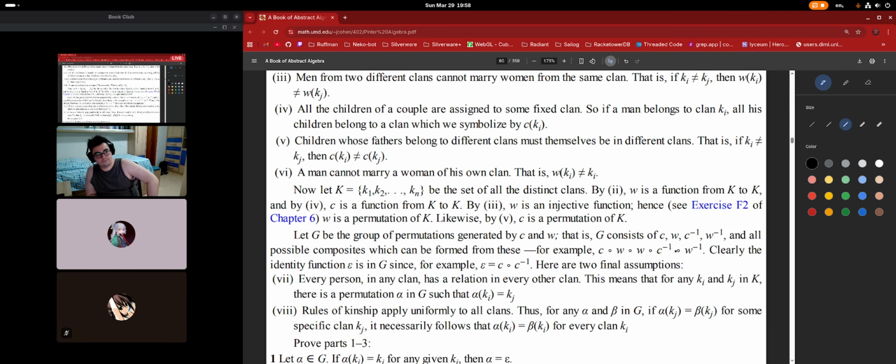I'm having a hard time understanding why the number of clans matters.